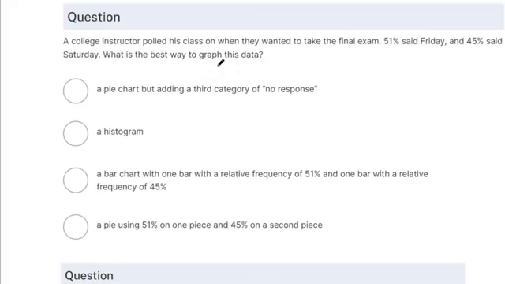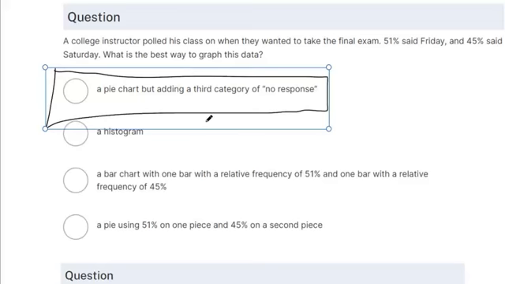College instructor polled his class on when they want to take the final exam. 51% Friday and 45% Saturday. So that adds up to 96%. So it's tough to know. I assume that they're only allowed to choose one, though, either Friday or Saturday. So that means there's a fourth response to make the full 100%. So we need to add that category.